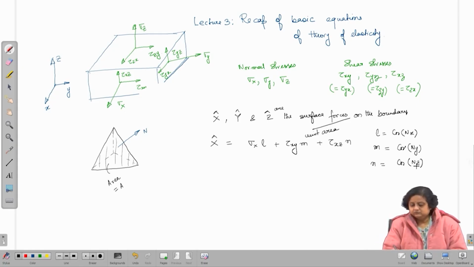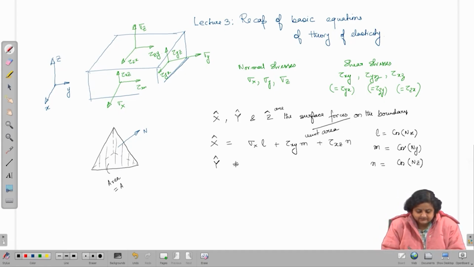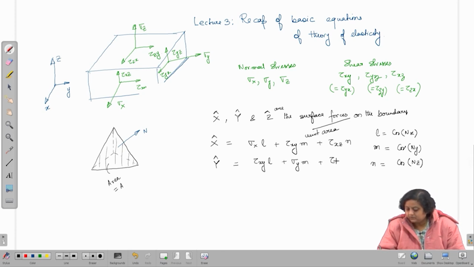Okay. So, similar to the equation for x direction, we have two more equations, boundary conditions for the y and z direction. It will be written as tau x y into l plus sigma y into m plus tau y z into n.